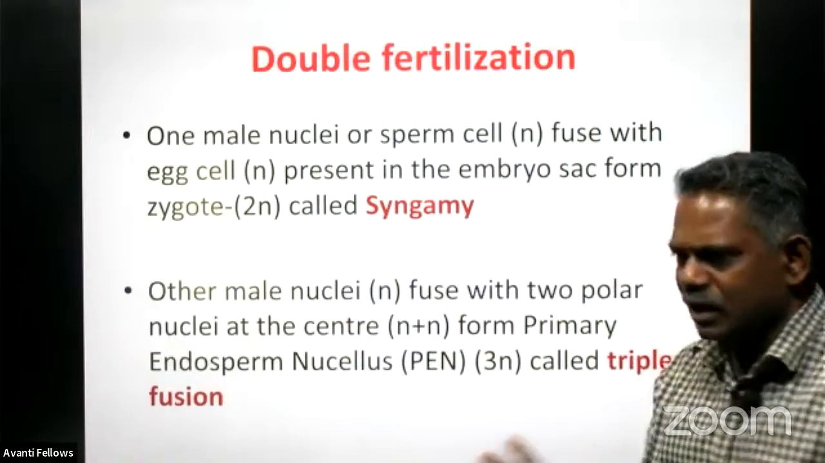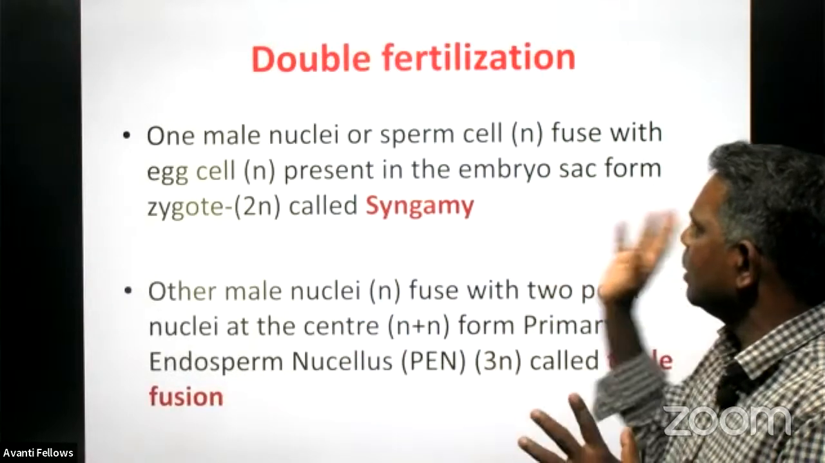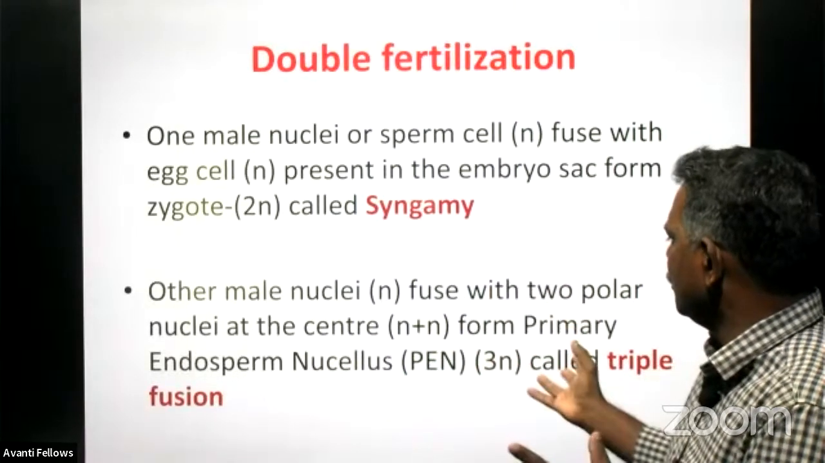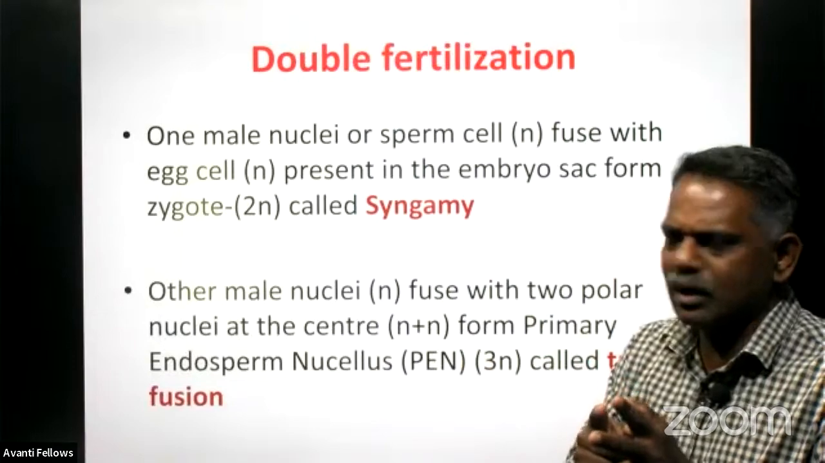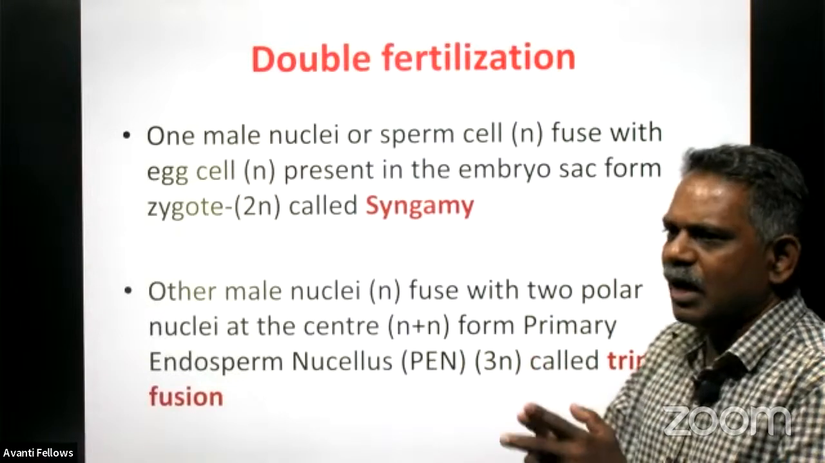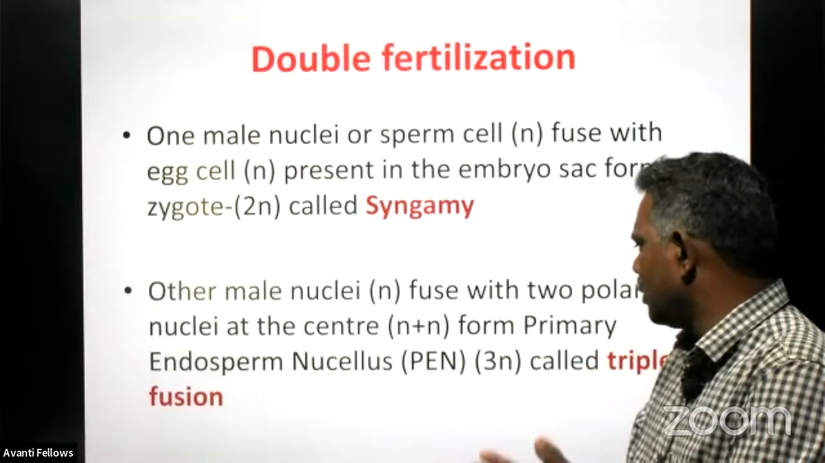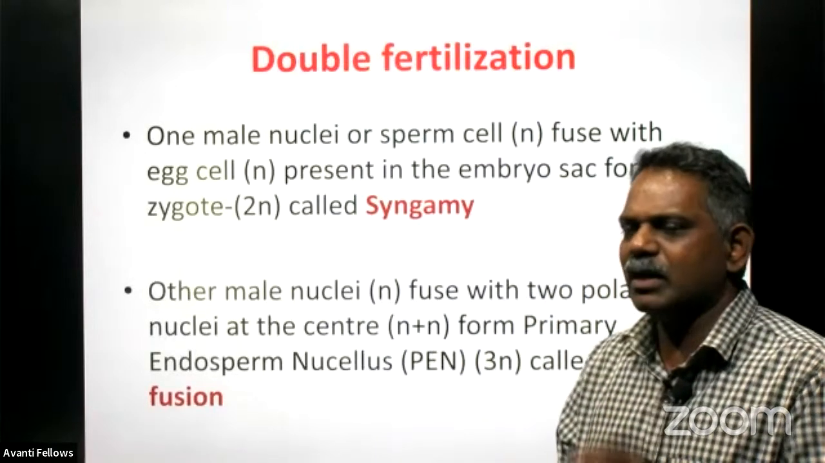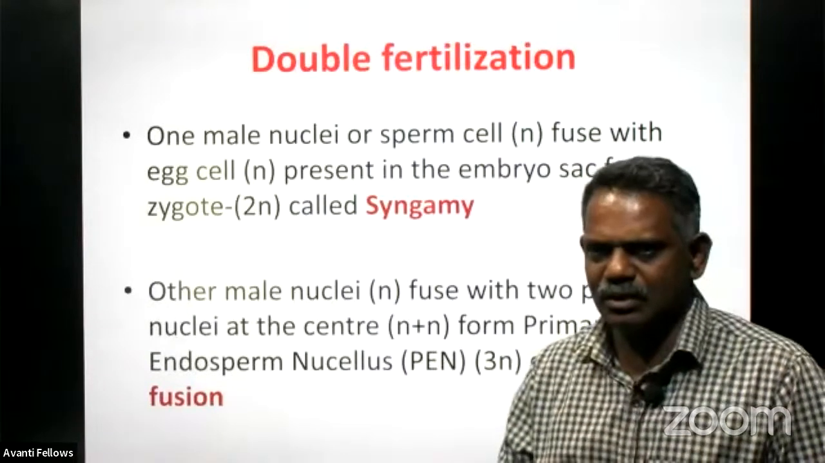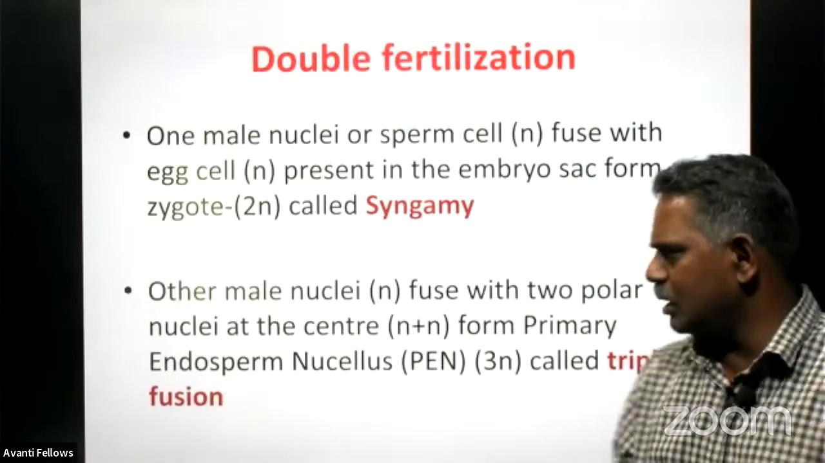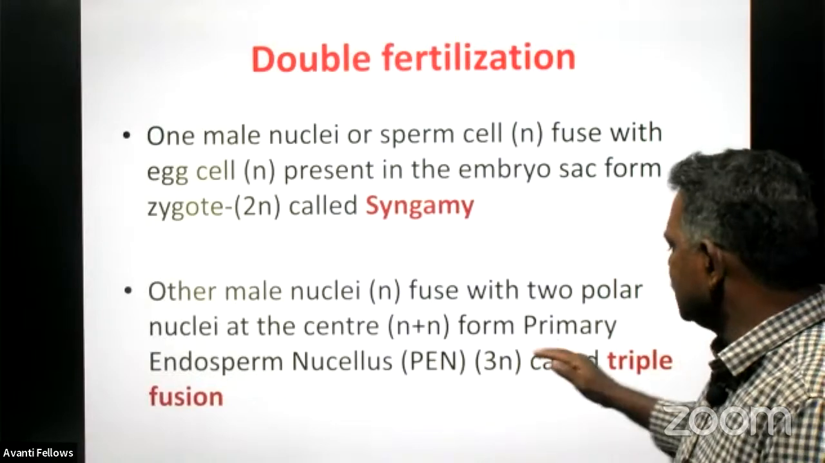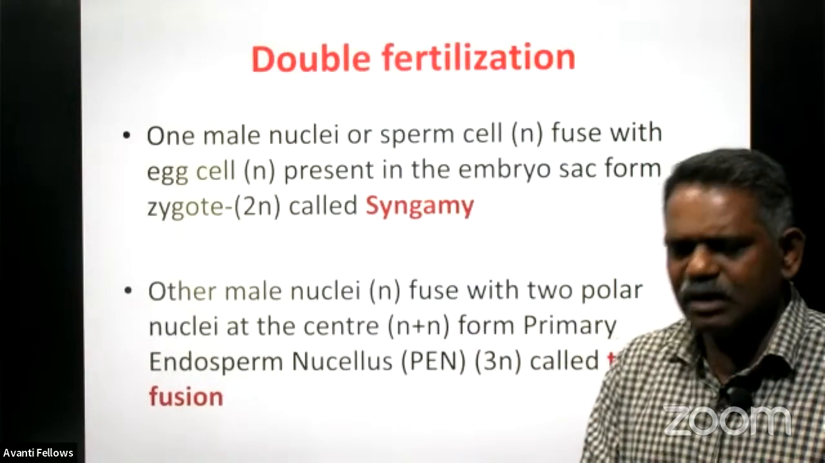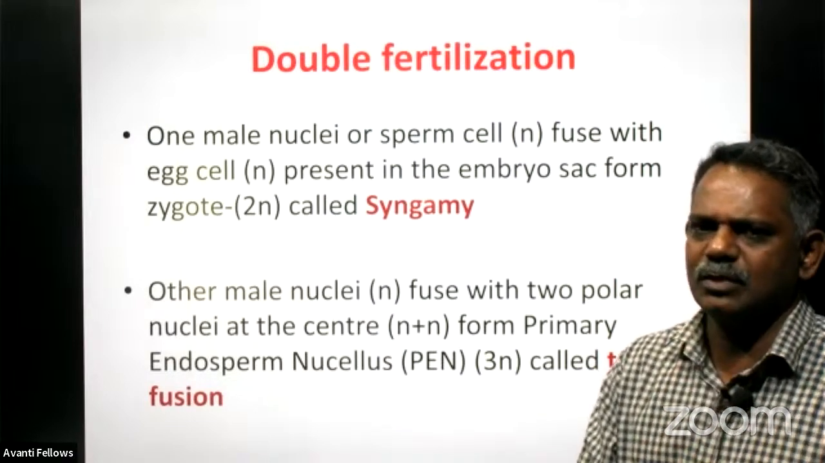Then the other male nucleus, there are two male nuclei or sperm cells, enters that embryo sac and fuses with the two polar nuclei present at the center. Both polar nuclei are haploid in nature and form the PEN, that is, primary endosperm nucleus. This is called triple fusion. Why is it called triple fusion? Because here three haploid cells fuse together.